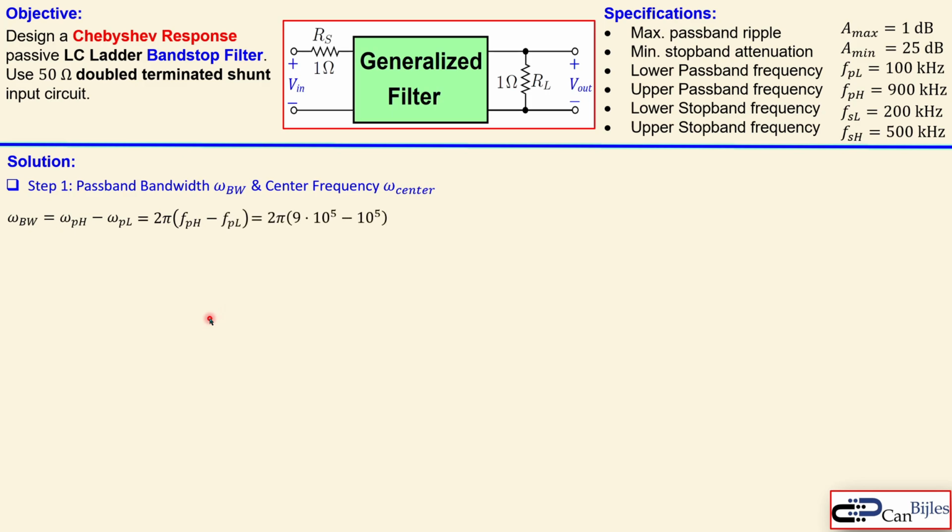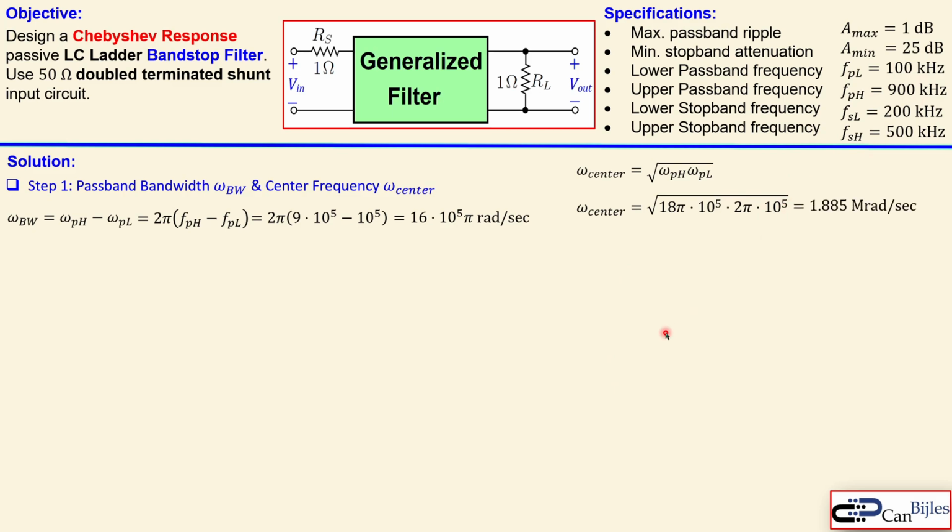So you will get this calculation, which will then be 16 times 10 to the power 5 pi radians per second. The center frequency, also called the resonance frequency, is the geometric mean of the upper and the lower passband frequency, which is given by this expression. We again convert the upper and lower passband frequencies to radians per second. Just multiply each of them by 2 pi and you get this expression. Now you get 1.885 mega radians per second, or million radians per second.